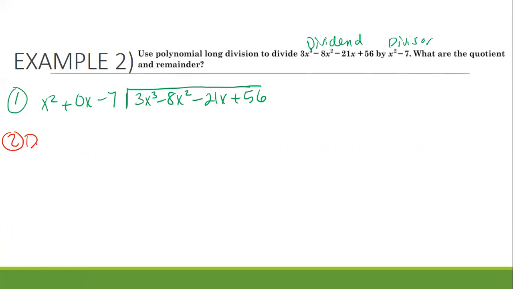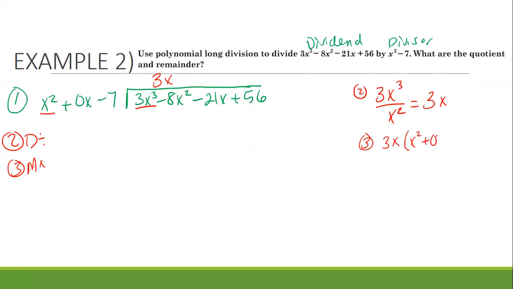Step 2 is to divide. So we have 3x cubed divided by x squared. What is that? 3x, because 3 minus 2 is 1, so x. Step 3 is to multiply that times your divisor. In my head, I'm doing 3x times x squared plus 0x minus 7. That gives me 3x cubed plus 0x squared minus 21x.